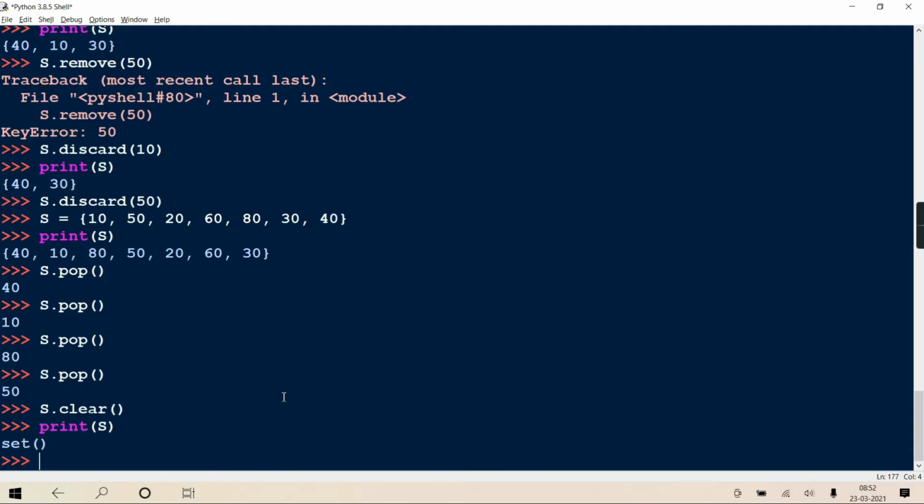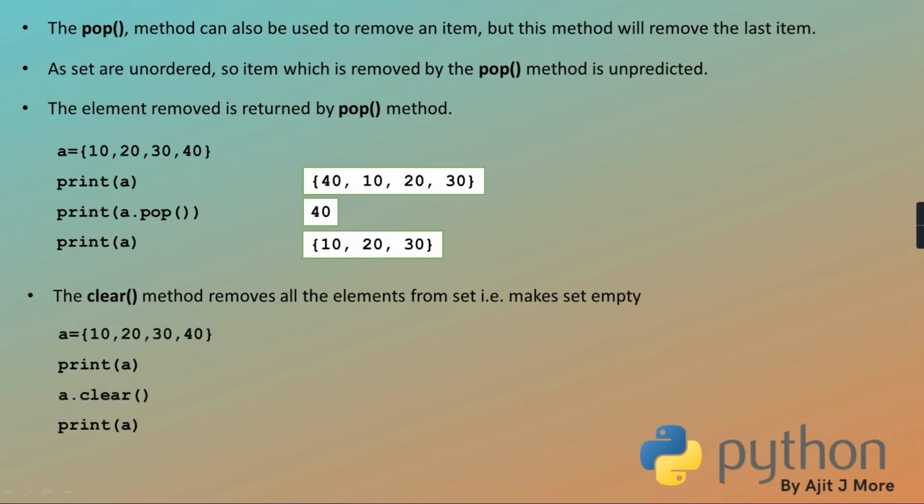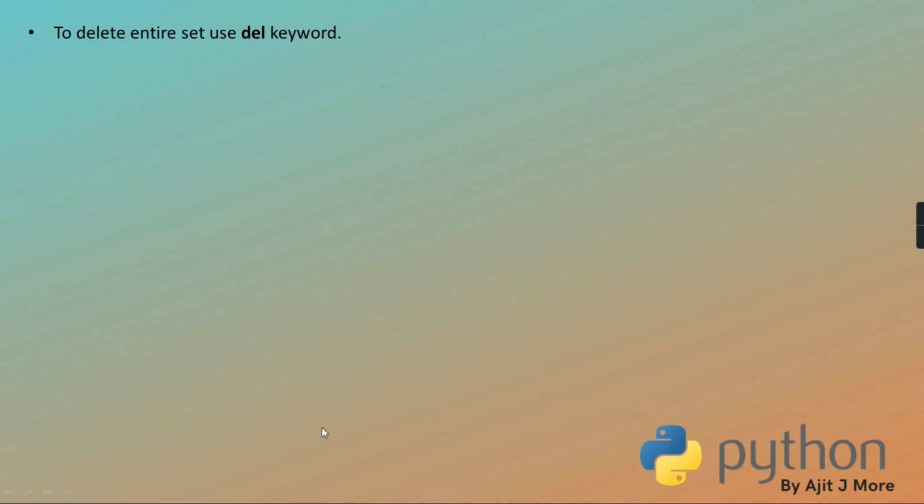Okay, so the clear method removes all the elements. This is your set, print a dot clear, right? And then print a. It will display your set; after a dot clear, when I write print a, it gives you an empty set. And if you want to delete the entire set, you can use del, but a particular element at a given position you cannot.